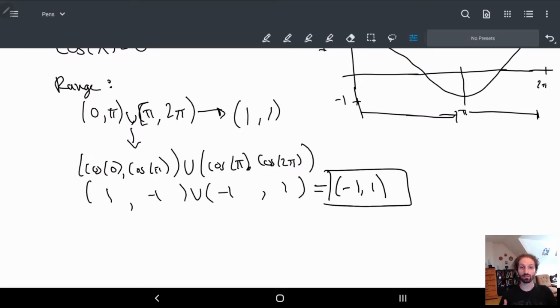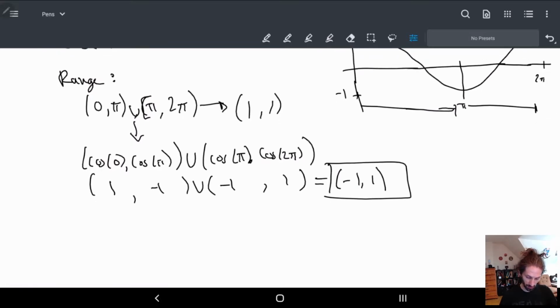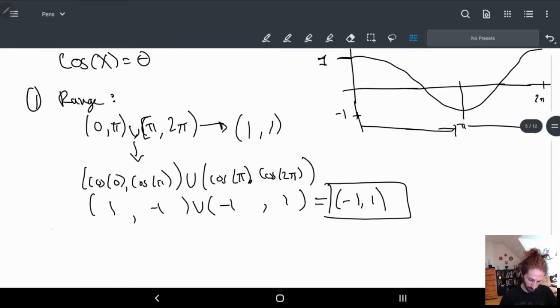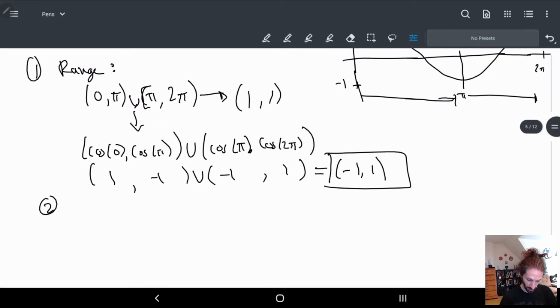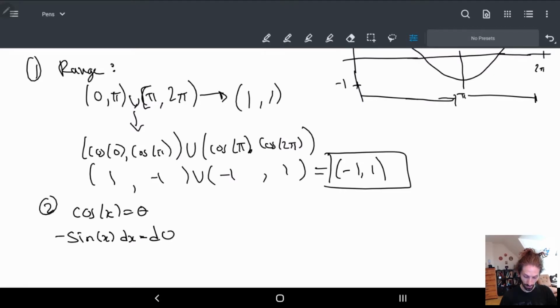Next, remember what we have to do is take the derivatives. So let's take derivatives of both sides. Cosine of x is equal to theta. So minus sine of x dx is equal to d theta.